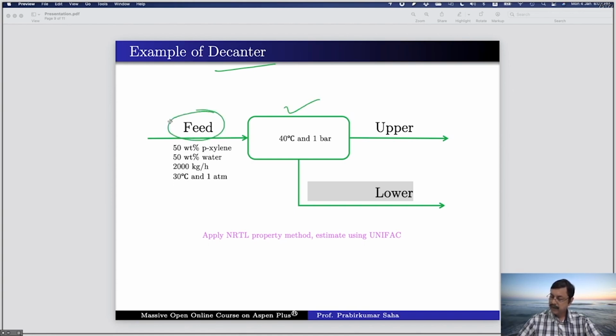We have a feed which contains 50% paraxylene, 50% water. Total flow rate is 2000 kg per hour and its temperature is 30 degrees centigrade, pressure 1 atmosphere. It will be passed through a decanter which will operate at 40 degrees centigrade and 1 bar pressure. So we will use the inertial property method and estimate using UNIFAC.